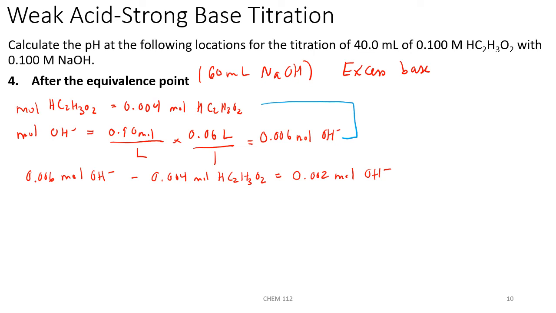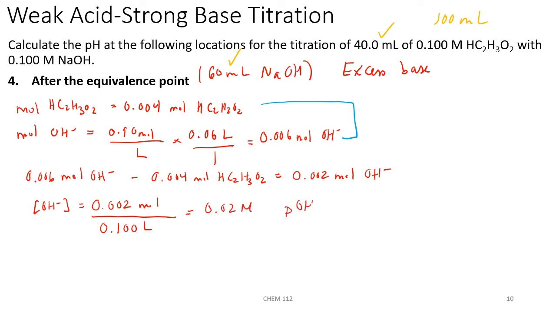Now, to calculate the pOH, we need to figure out the concentration of the hydroxide ions in solution. So we got the moles, 0.002 moles of hydroxide, and we need to divide by the total volume in liters. We had 40 milliliters of acid in our flask, and now we've added an additional 60 milliliters of base, so we have a total of 100 milliliters of solution in our flask. We're going to divide by, that means 0.100 liters. That gives us a hydroxide ion concentration of 0.02 molar at this point.